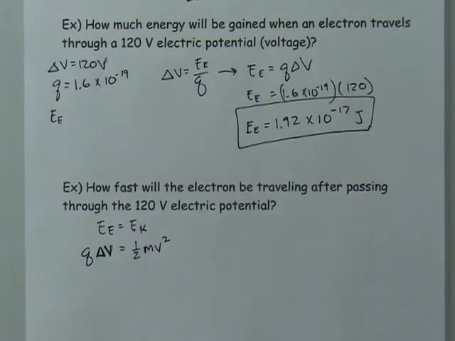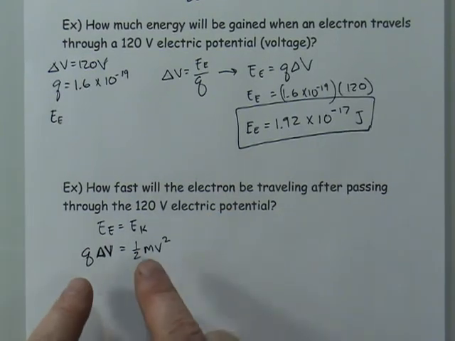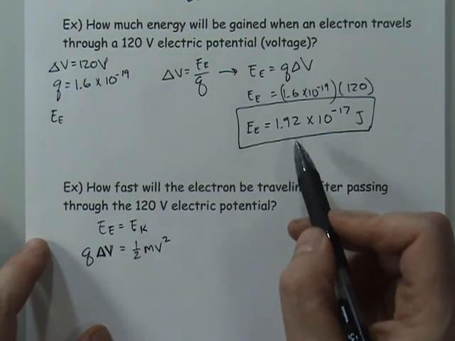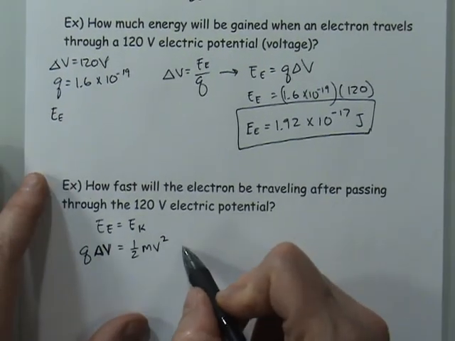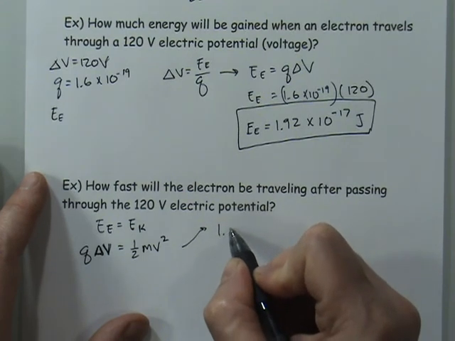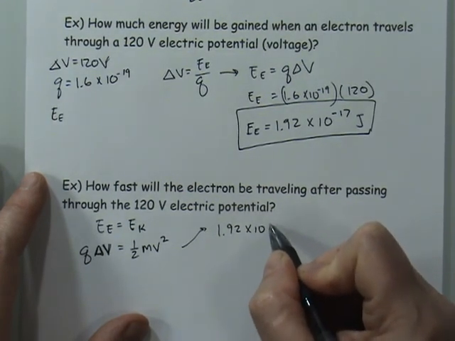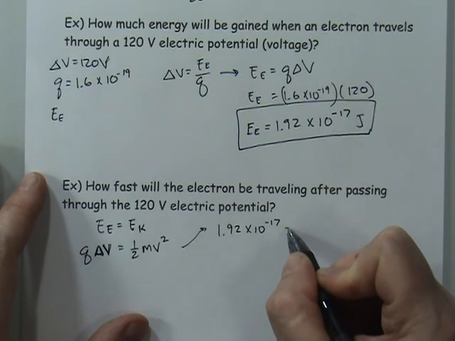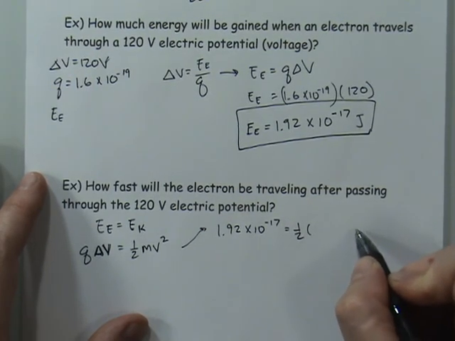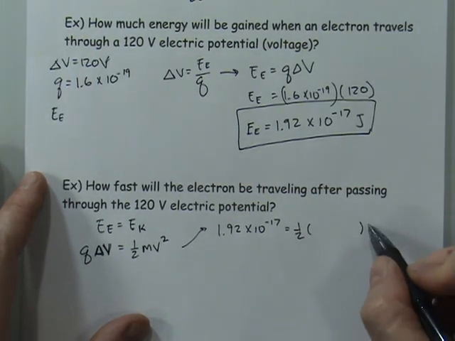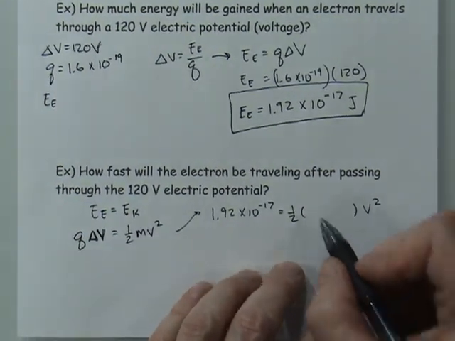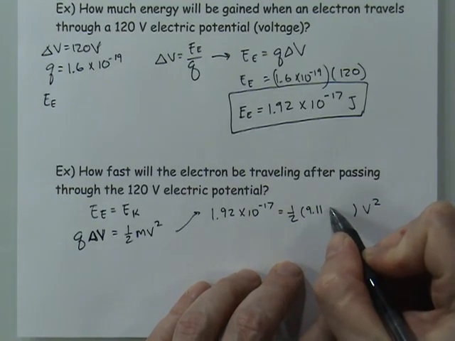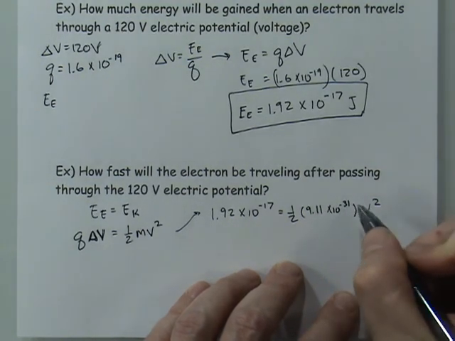Okay, now there's no cancellation or anything like that. However, one thing I will point out is I've actually already calculated Q delta V. I already did it in the previous problem. So I really don't need to recalculate that. Instead, we're just going to plug it in. So 1.92 times 10 to the minus 17 is equal to 1/2, and I'm going to tell you the mass of the electron. You would never be expected to memorize the mass of an electron. That's kind of a pointless thing to memorize. But it is 9.11 times 10 to the minus 31.